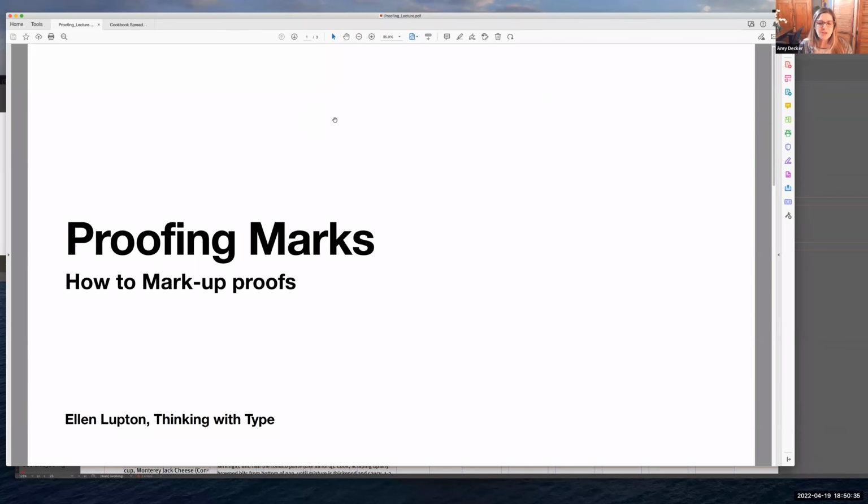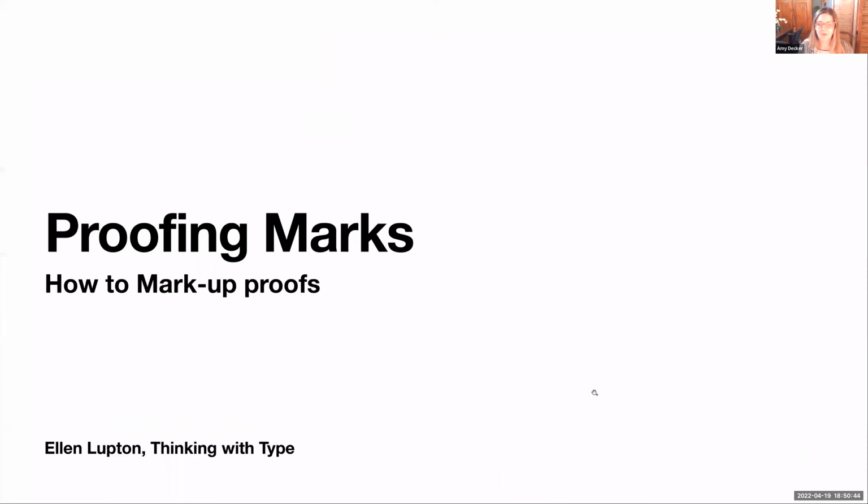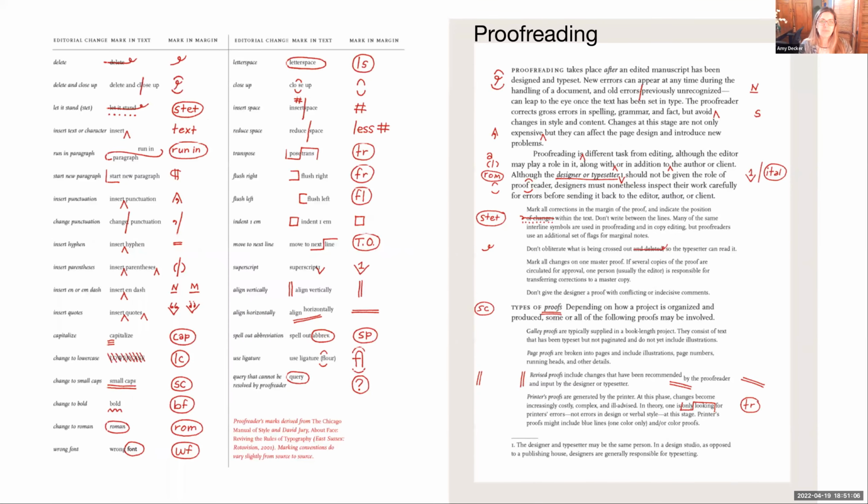All right, so we're going to talk about proofing. We're going to talk about proofing, and this is in the back of your Ellen Lupton book. So what I'm going to go over today is in the back of your book, and so if you have that nearby, it's right near the end of the book.